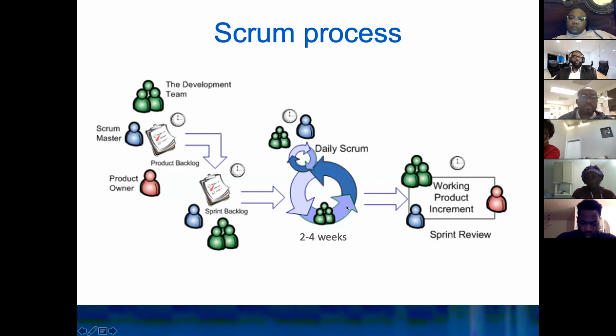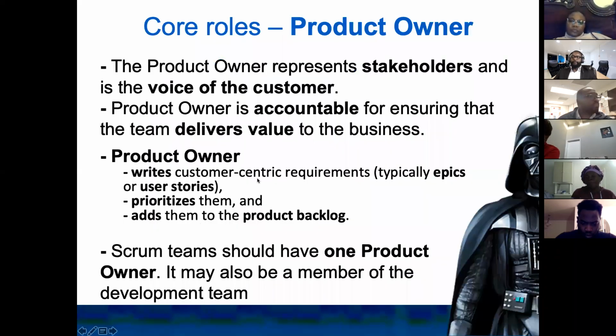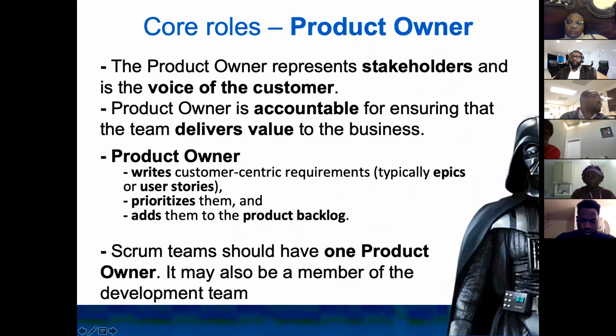Let's talk about the core roles. Here you can see, and again, for those who are familiar with Star Wars, a couple of characters that we're using to represent the different roles. You have the product owner, the Scrum Master, and the development team. This is a team of 4 developers only. So what is the role of the product owner?